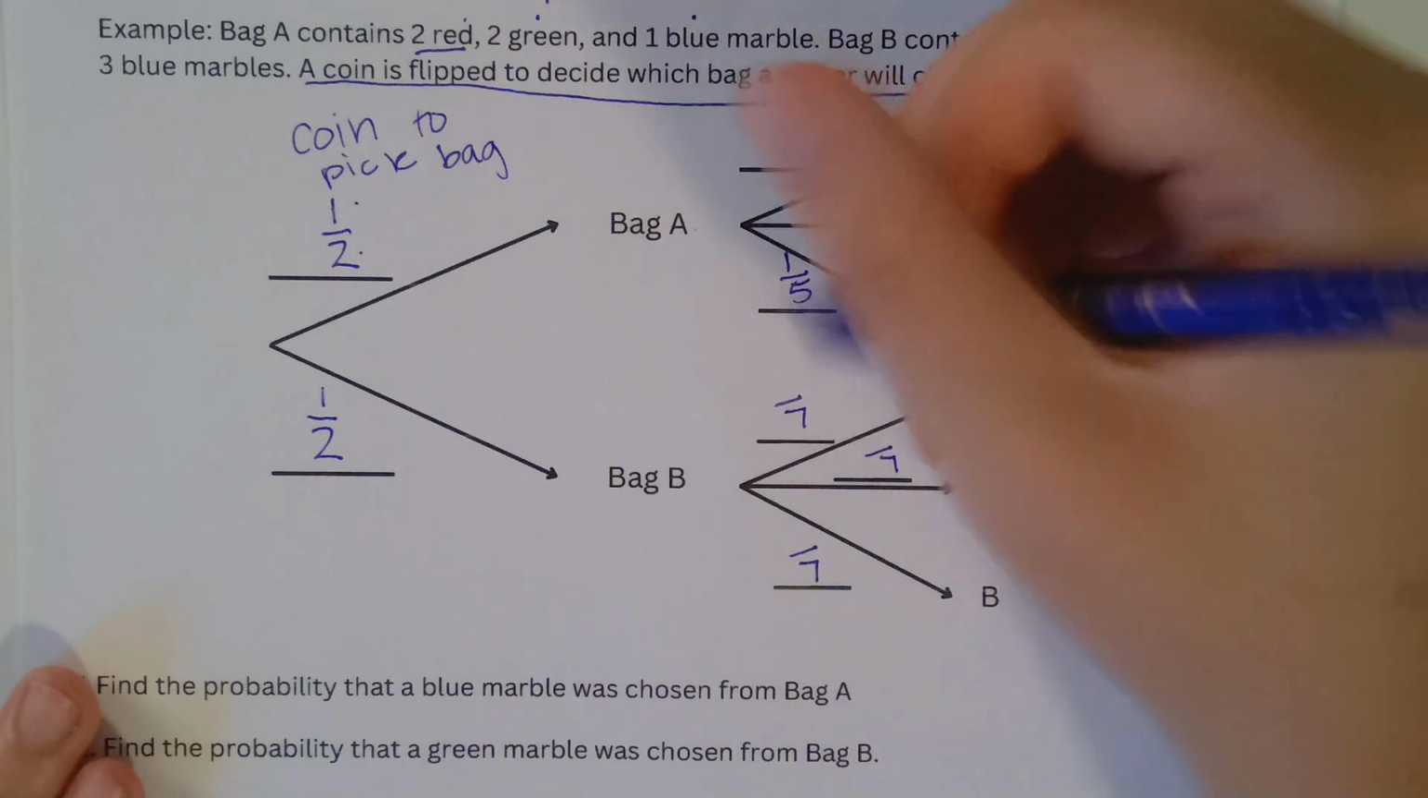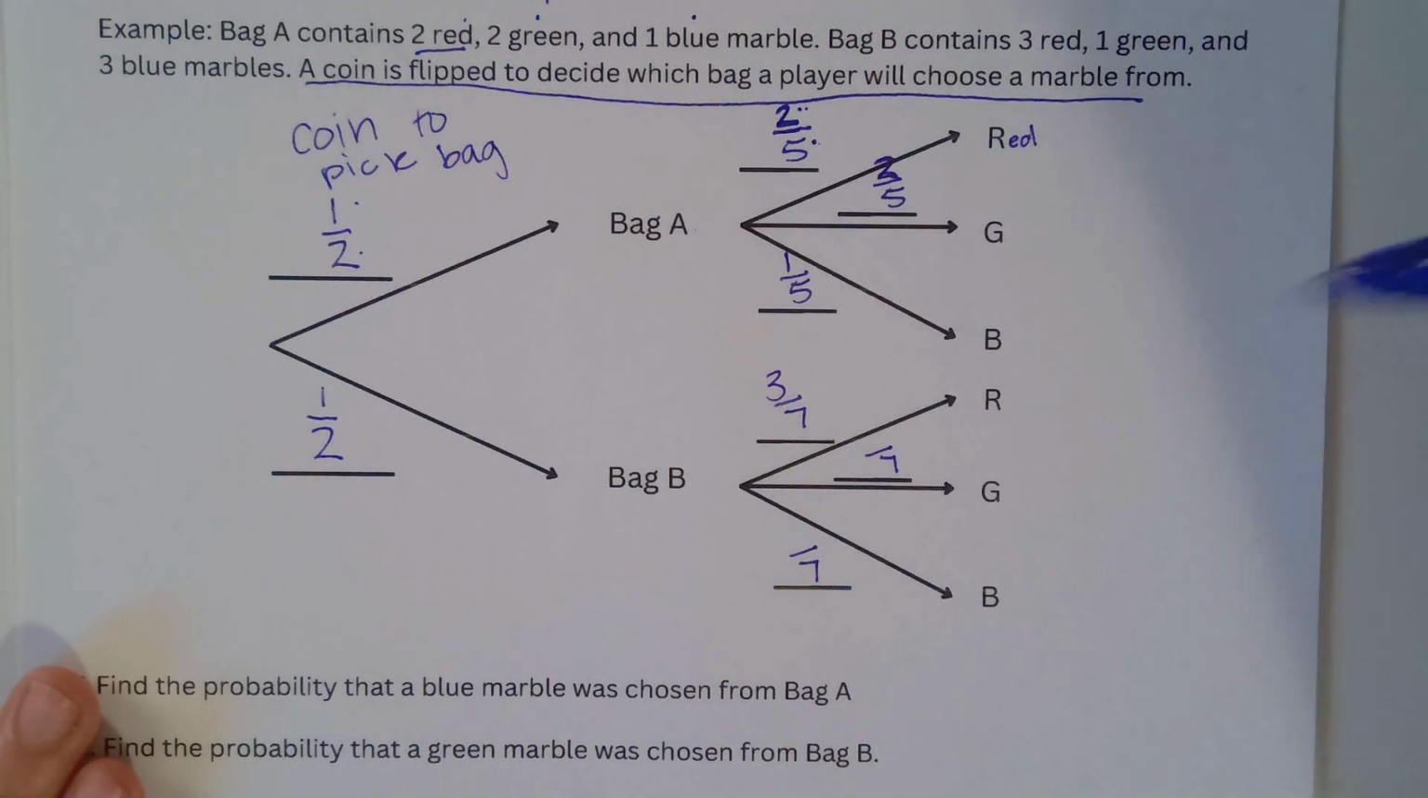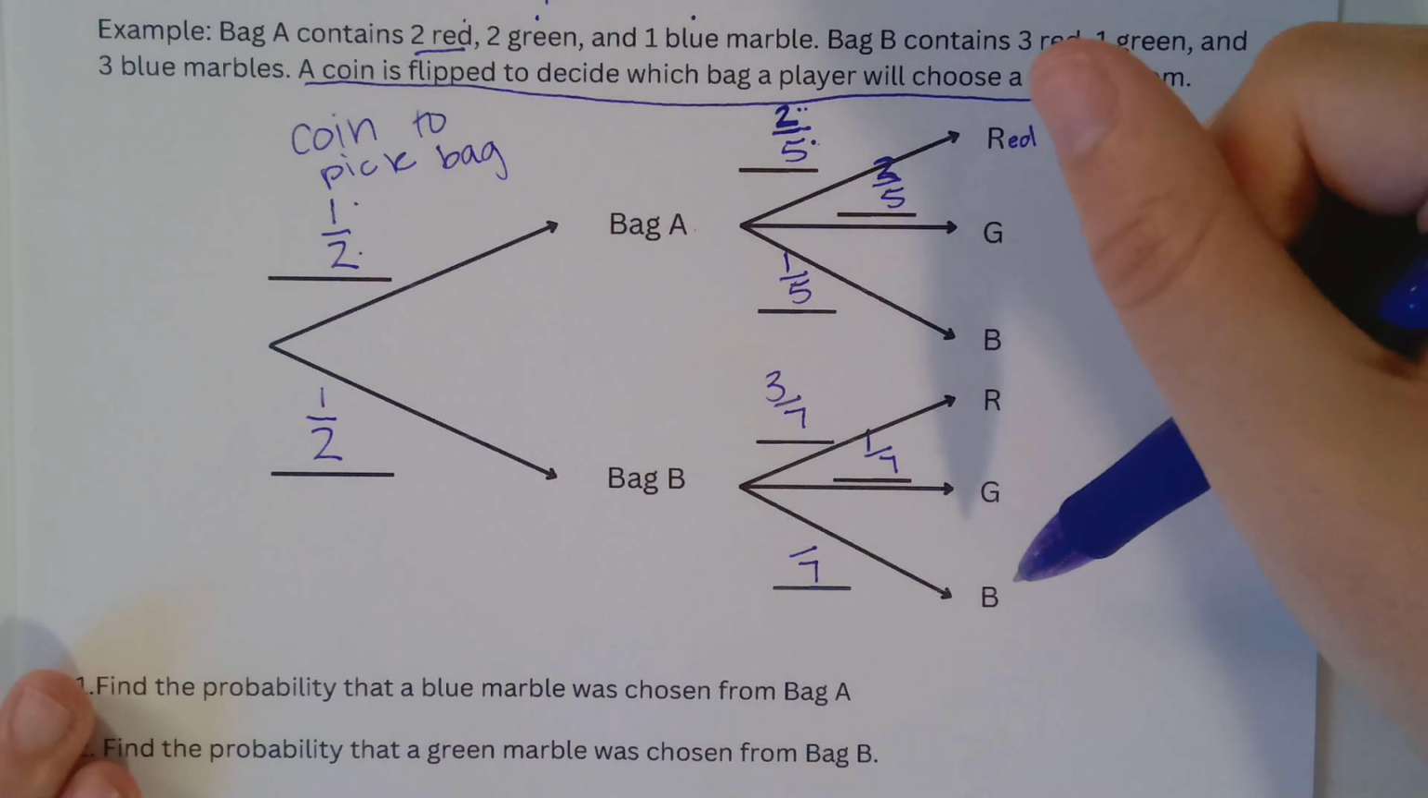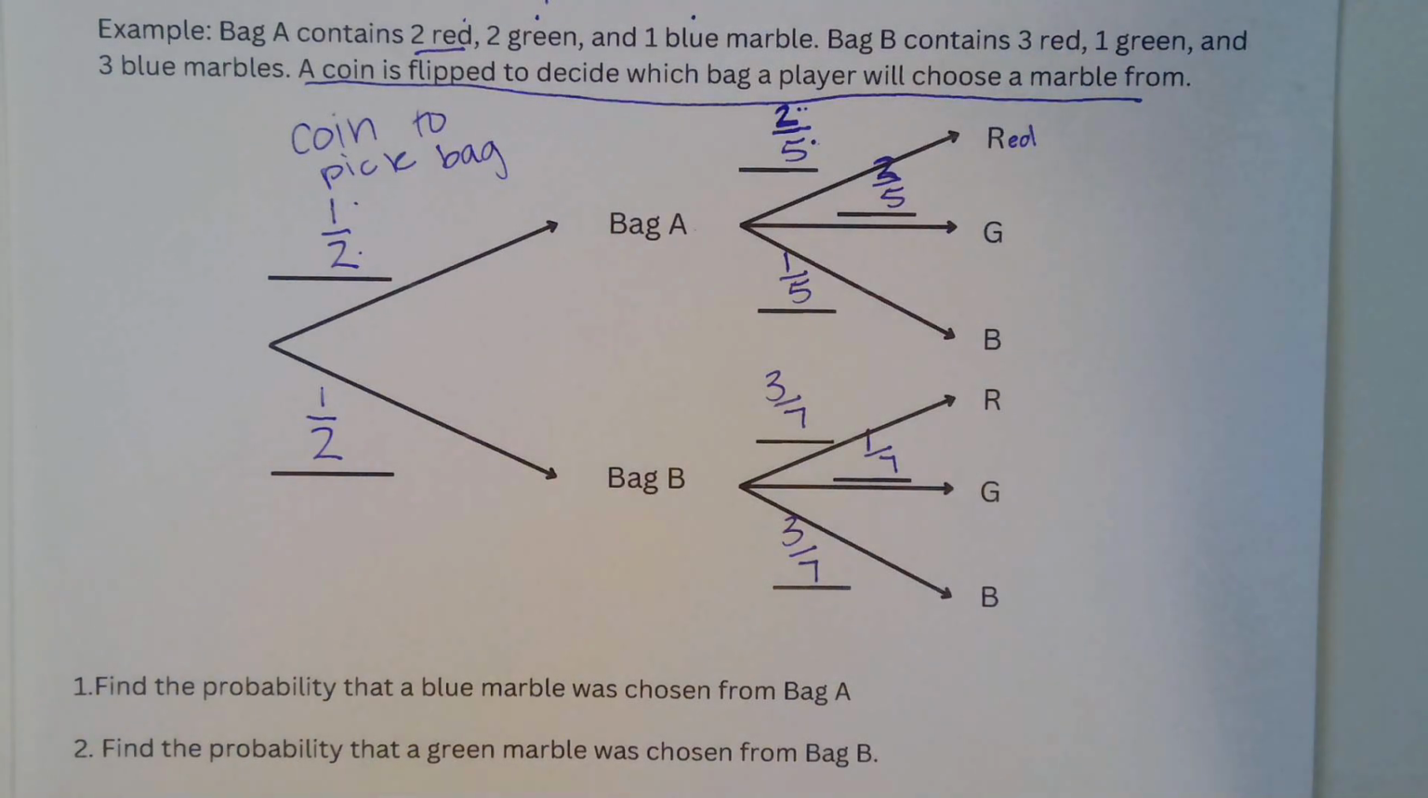In this case, there were 3 red, so it's 3 out of 7. There's 1 green, so 1 out of 7. And then 3 blue, so it's 3 out of 7.